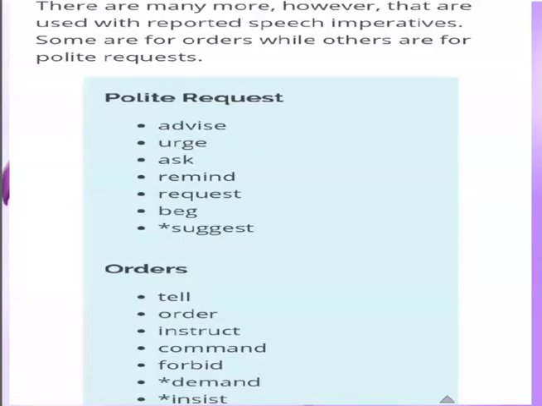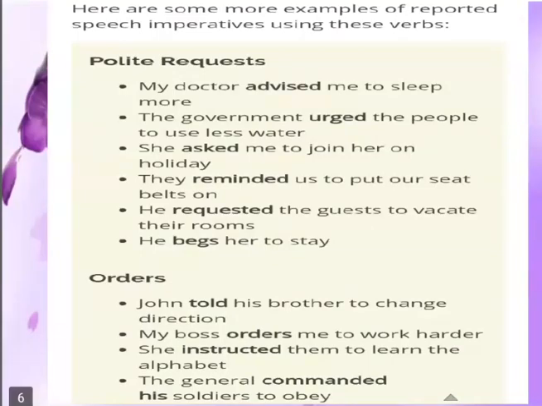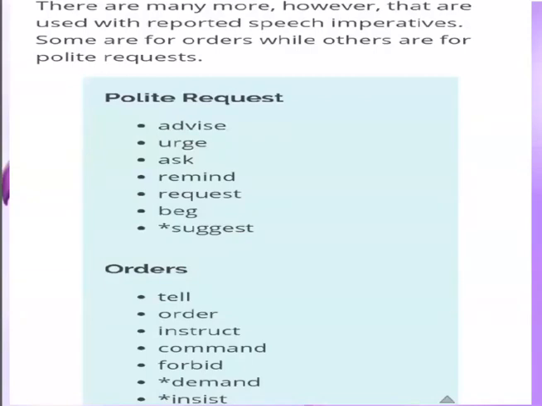I need you to take note of those words with an asterisk, the words that have a star in front. I'm talking about suggest, demand, and insist. Let's move forward to see the other verbs. Here are some examples of reported speech imperatives using these particular verbs, aside from the ones with an asterisk.